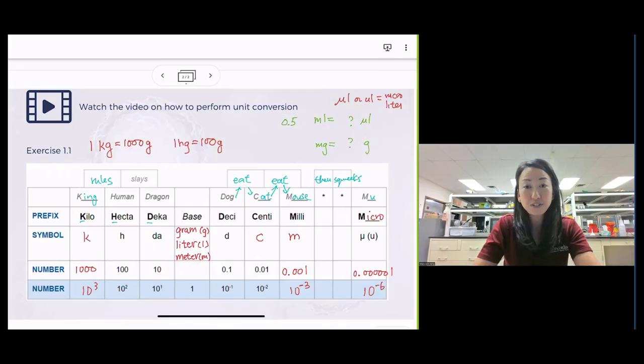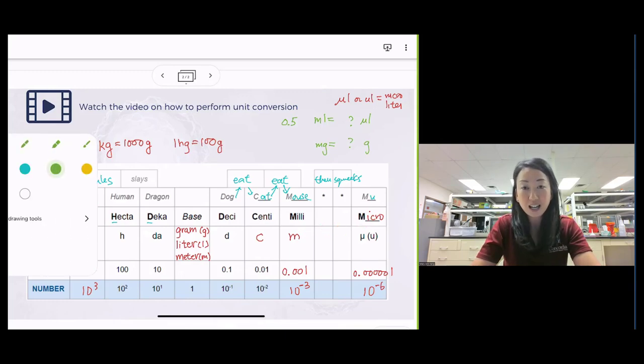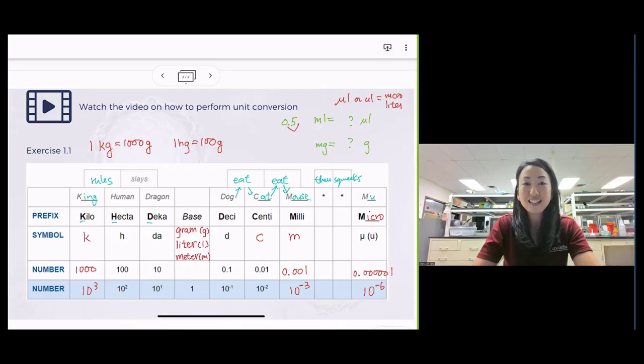Now, if you're struggling to figure out where to start doing the conversion, let's take a look at the chart. To go from milli to micro means 3 steps to the right. So to do the conversion, you will move the decimal 3 times to the right, and then you get 1, 2, 3, 500. 0.5 mL equals 500 microliter.